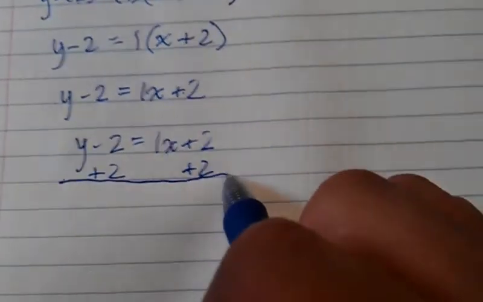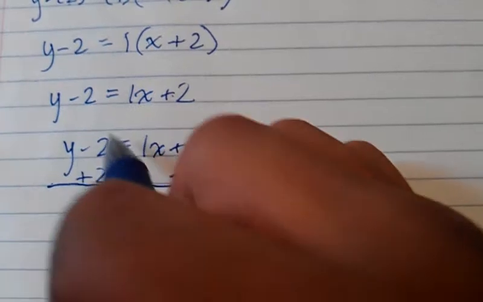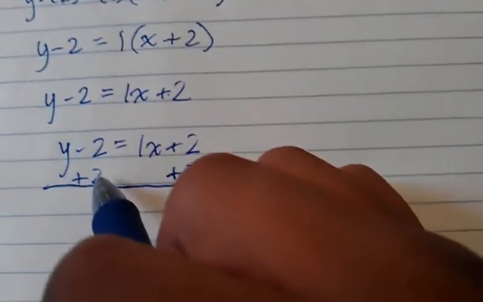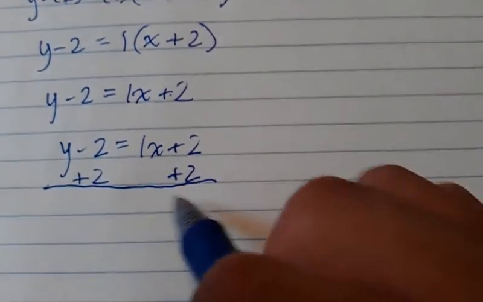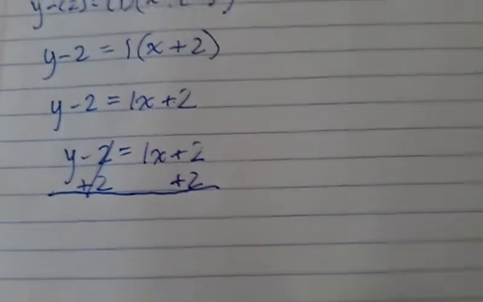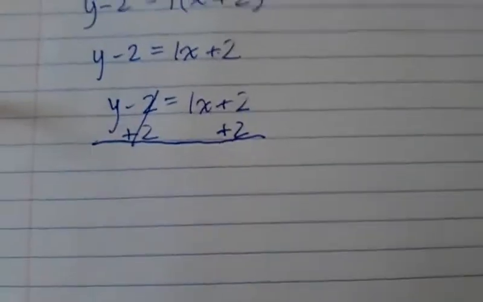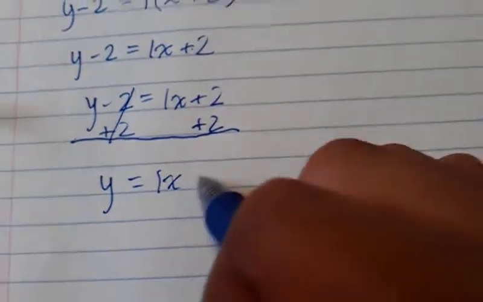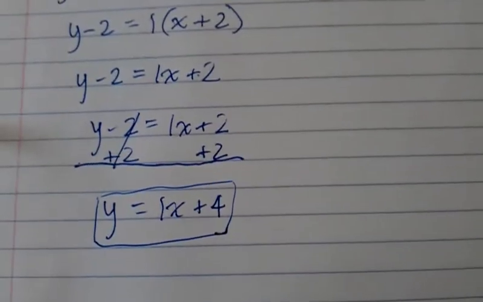This is called transposition. We do this so that we can isolate the y term. Whatever the value is here, we're just going to use the opposite sign and the same number and do it to both sides so that the equation remains balanced. This helps cancel this out to 0, and there's no more constant terms on the left side, and all we have here is y, and this equals 1x plus 4. And there we have the equation of the line.